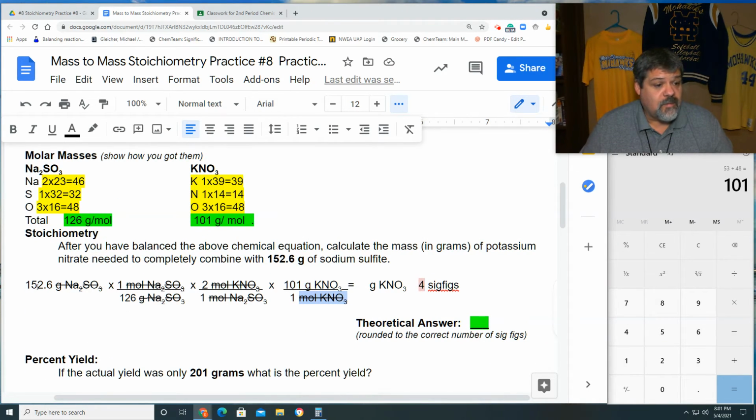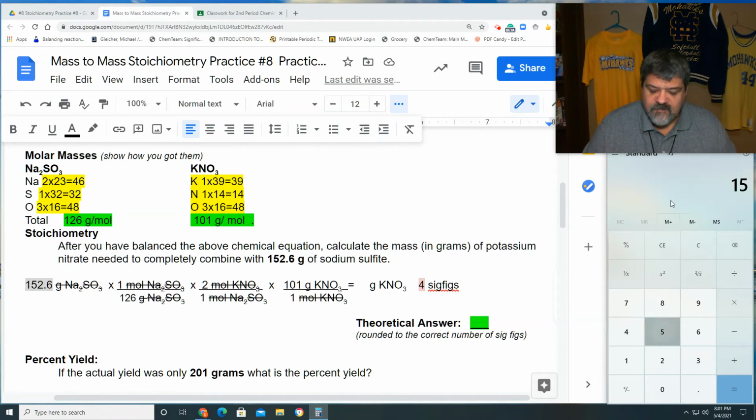So now all we have to do is our math. And so we're going to start off with 152. So I'm going to come over to the calculator. We're going to clear it. And we're going to put 152 point, excuse me. Let's get rid of that.